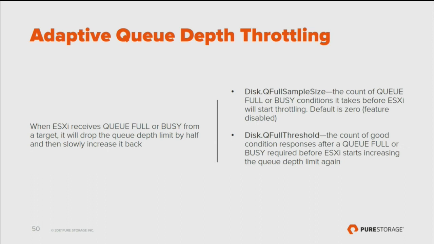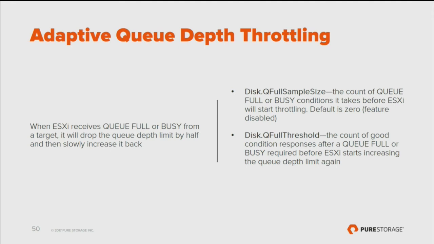And this is controlled by two settings. This is not turned on by default. If you enable this, you make queue full sample size non-zero. And that's basically how many queue fulls that ESX gets in a row before it starts throttling, right? If it gets 1, well, maybe that was a transitory thing. If it gets 5, then okay, there's a problem. And you can control that by making it something other than the default, which is 0.